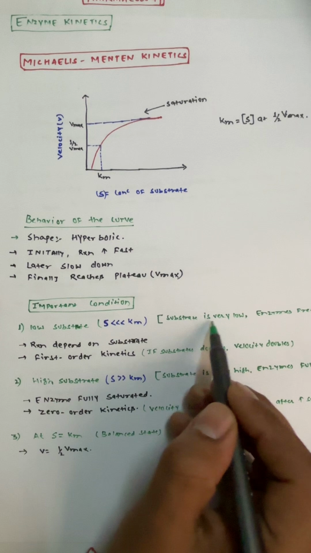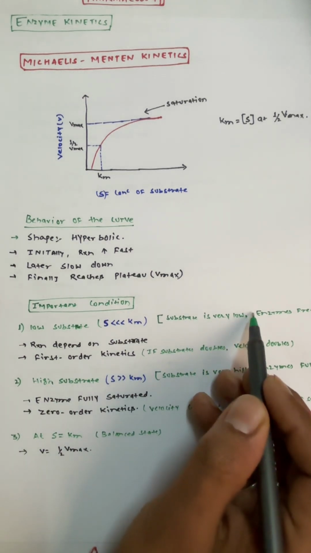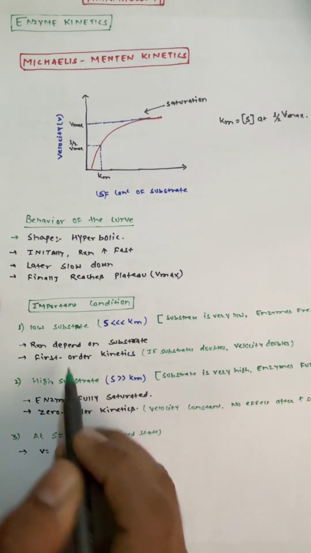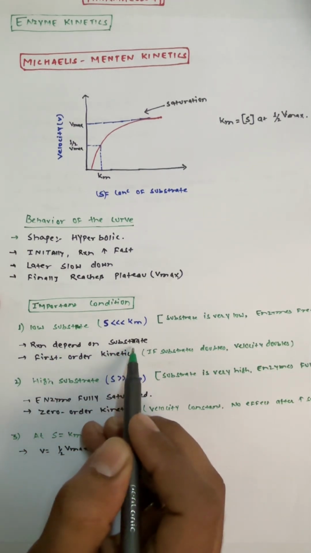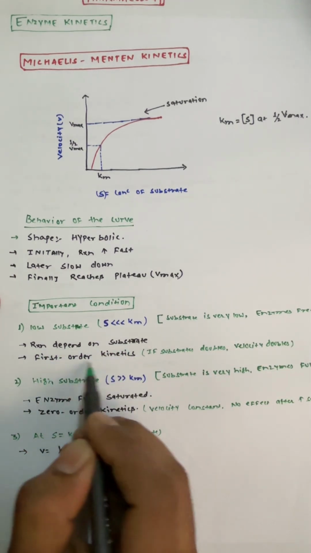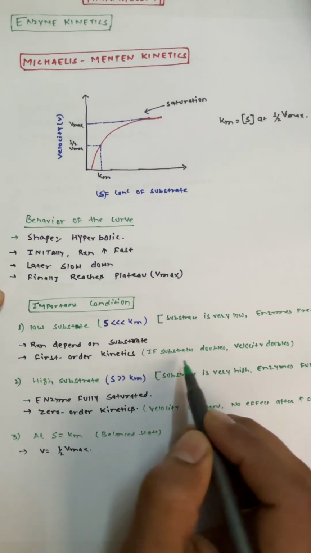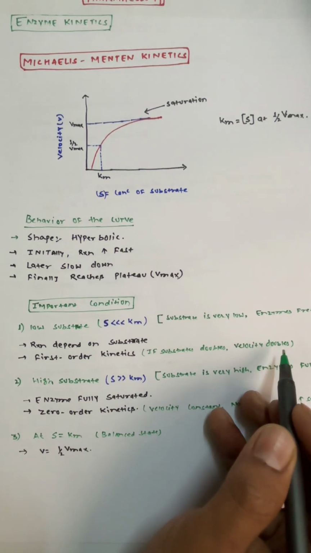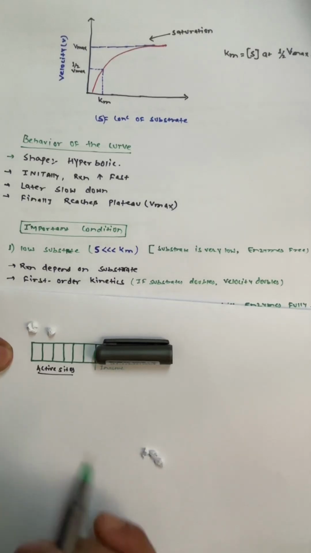When the substrate is very low, the enzymes are free. In that condition the reaction depends on substrate, and it follows first order kinetics. If the substrate doubles, the velocity doubles. Let's understand it with a figure.